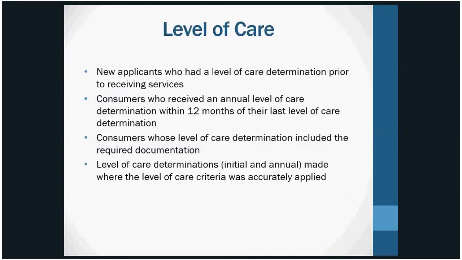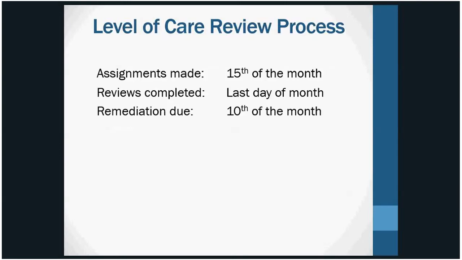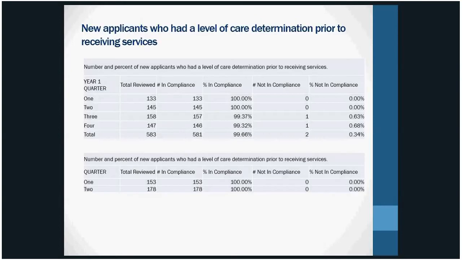Okay, so moving on to level of care. As you all know, we make the assignments the 15th of the month, and reviews are completed by the last day of the month, and then the remediations are due the following month on the 10th. For new applicants who had a level of care determination prior to receiving services, there were 178 reviewed, and we were 100% in compliance with that performance measure last quarter.